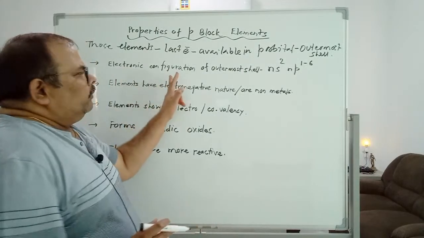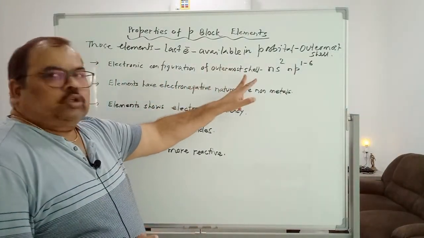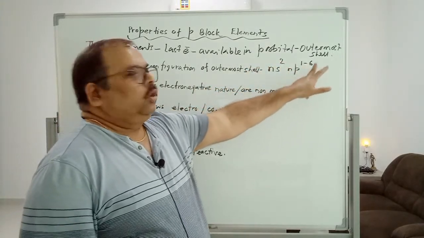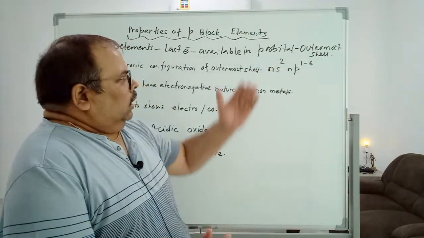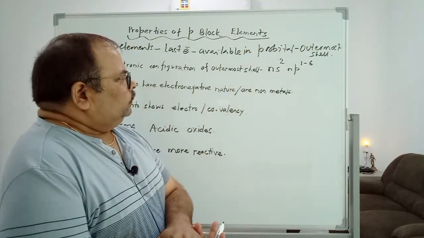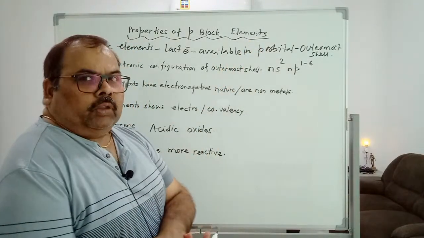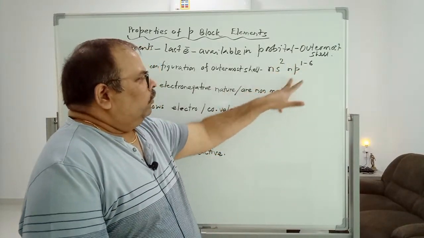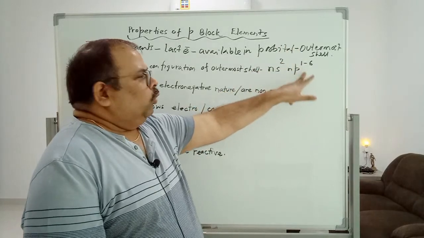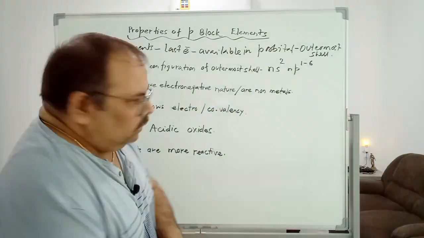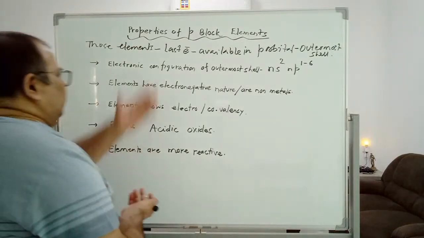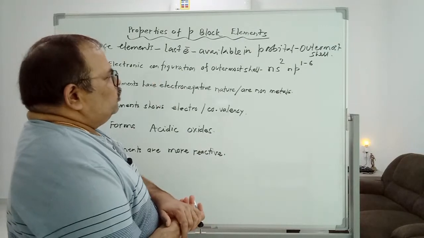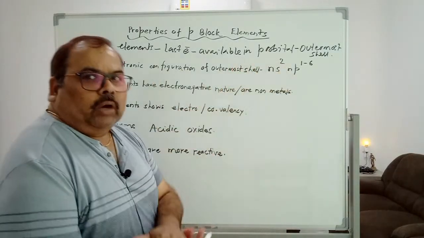The electronic configuration of the outermost shell is ns2 np1 to 6. The last electron is represented in the p orbital, and n can vary. One to six electrons will be there in p block elements. So this is the electronic configuration of the outermost shell: ns2 np1 to 6.